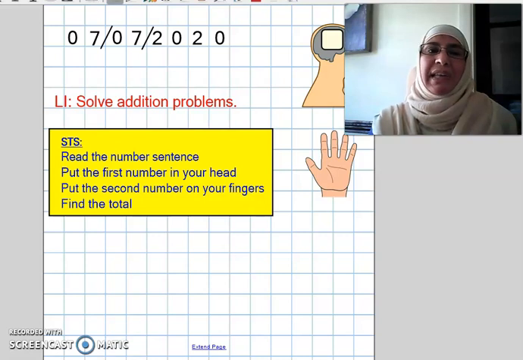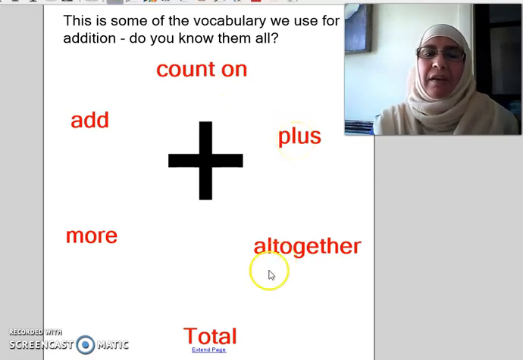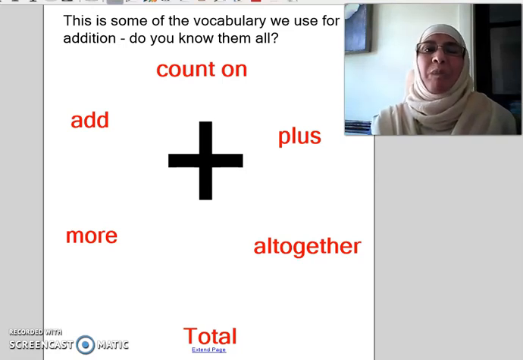Now, just like we did yesterday, let's go through the vocabulary that you will use in this lesson. As we said yesterday, you often hear the word add or addition, but what other words can we use? Do you remember? Count on or counting on. All together. Total. More. Add. So that's the vocabulary that you will come across when we do addition problems.